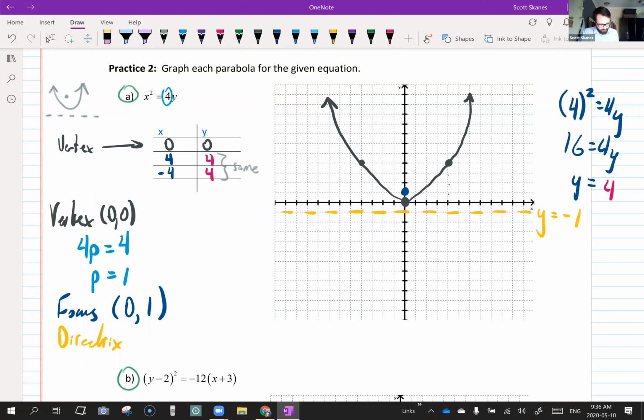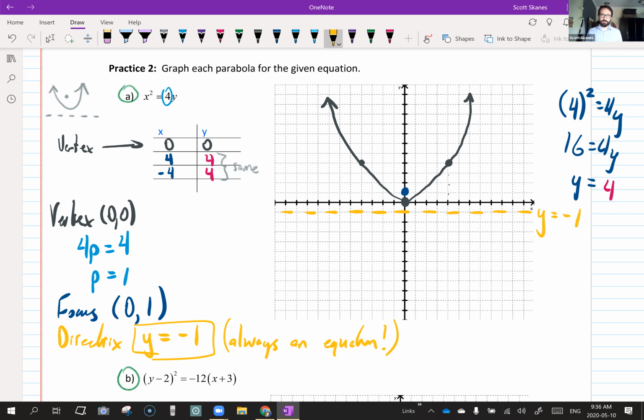I messed up the vertex there. The directrix, sorry, should always be an equation. The directrix is always an equation, so I should have seen that right away, and I made a small mistake there. But this is it.